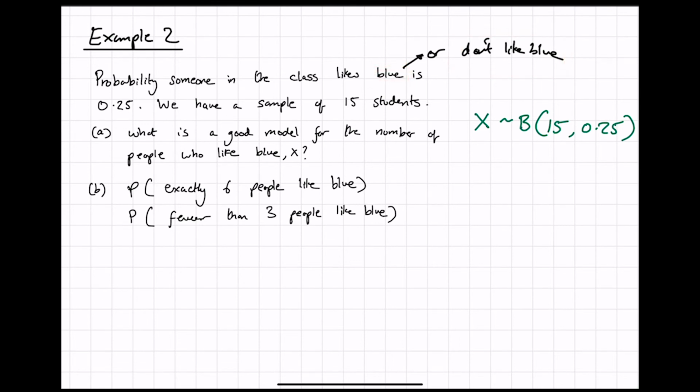So they'll ask you, why is this a good model? Well, the first thing we said is there's only two outcomes: either you like blue or you don't like blue. And there's a fixed number of trials. There's 15 trials, so that's already fixed. And we have a fixed probability of success for all the trials, so that's the probability of each of them liking blue or not. So all of that is basically fixed.